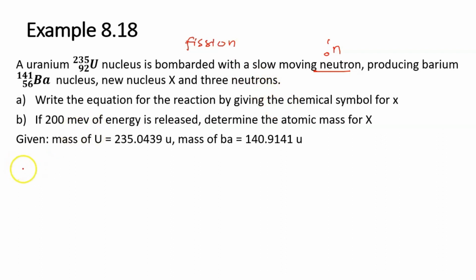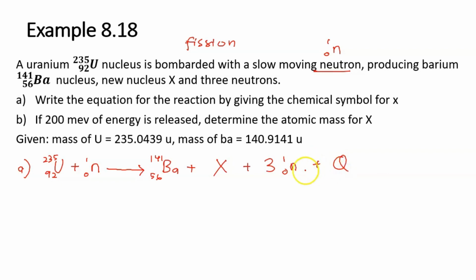So for the first, let's write the equation. Uranium-235, 92, plus a small neutron. Okay, satu ya. Slow moving neutron. Maksudnya satu je neutron. And then what will happen after this reaction? It will produce barium-141, 56, plus new nucleus X plus 3 neutrons. Okay, plus energy. So, what is the nucleon number for the new element and proton number? When we balance the number, X is 92 and 36.